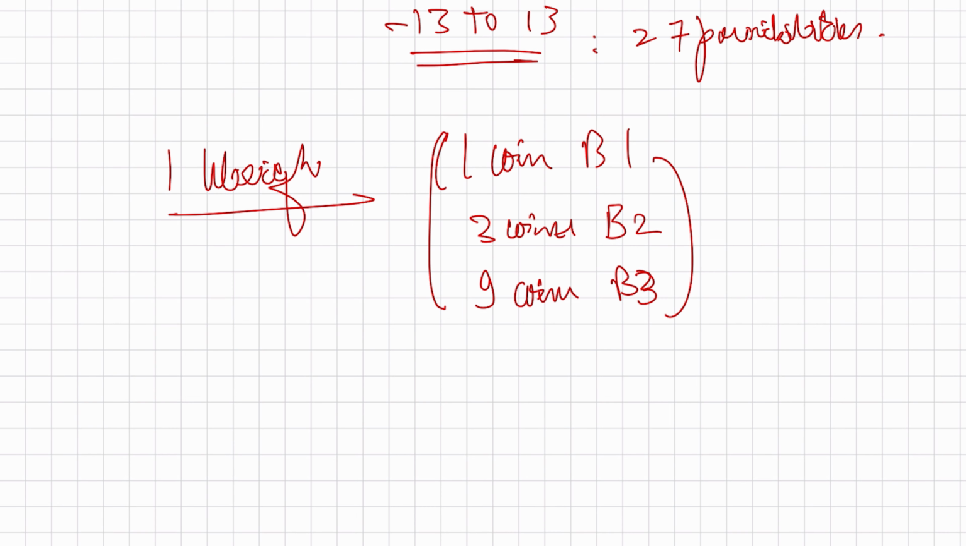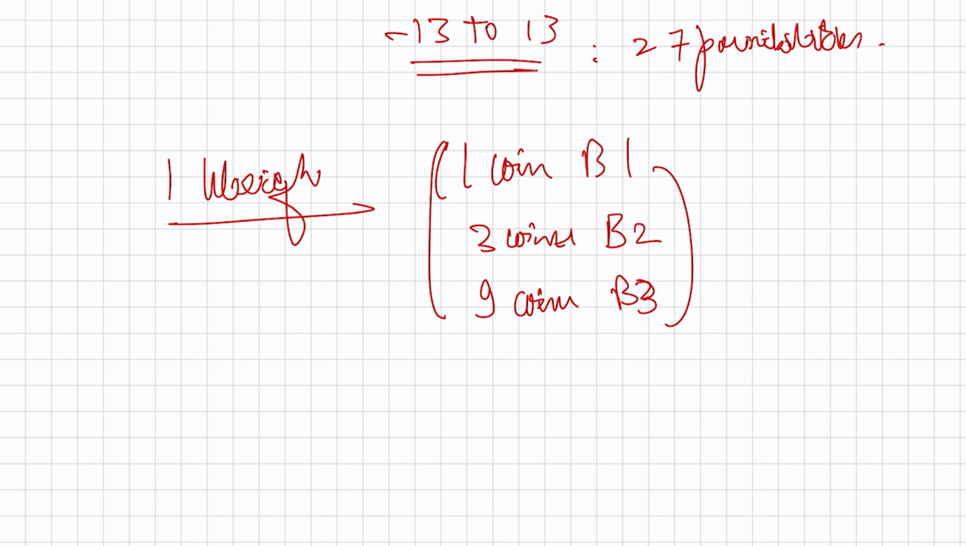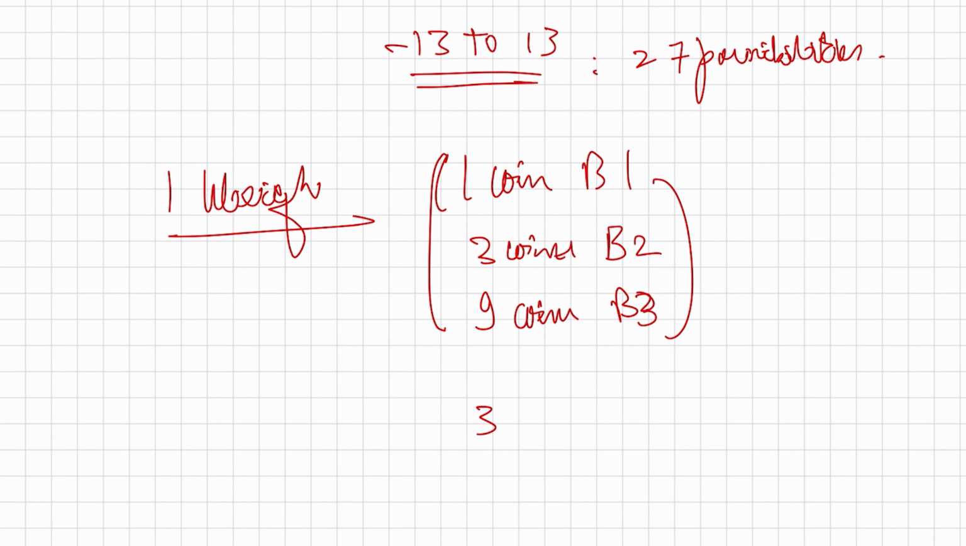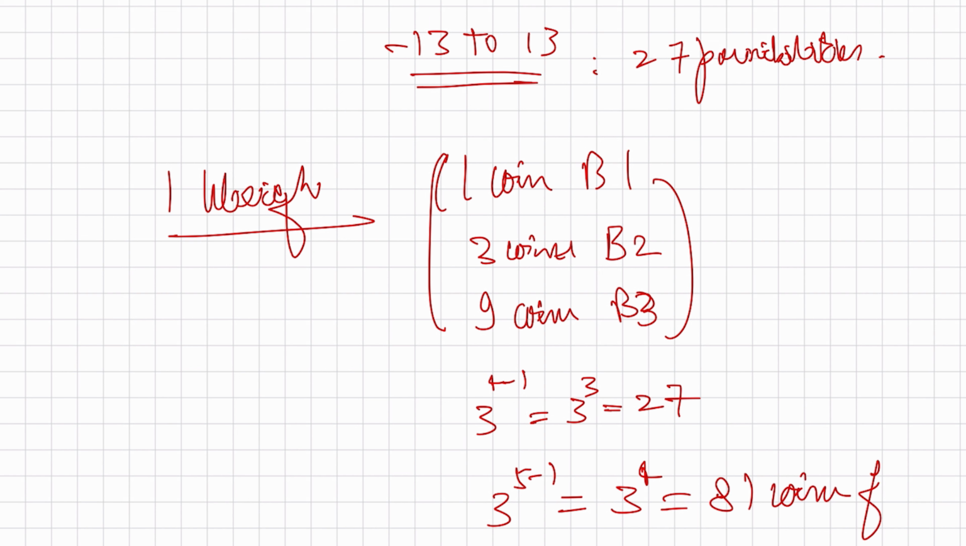Okay, similarly, if you increase the complexity of the problem and say we have 4 bags, then the number of coins you need from bag 4 is going to be 3 raised to the power 4 minus 1. This is basically 3 raised to the power 3, which is 27. And you can increase the complexity further, and you will see that for 5 bags, it's going to be 3 raised to the power 5 minus 1. That is going to be 3 raised to the power 4, which is equal to 81 coins. So 81 coins from bag 5.